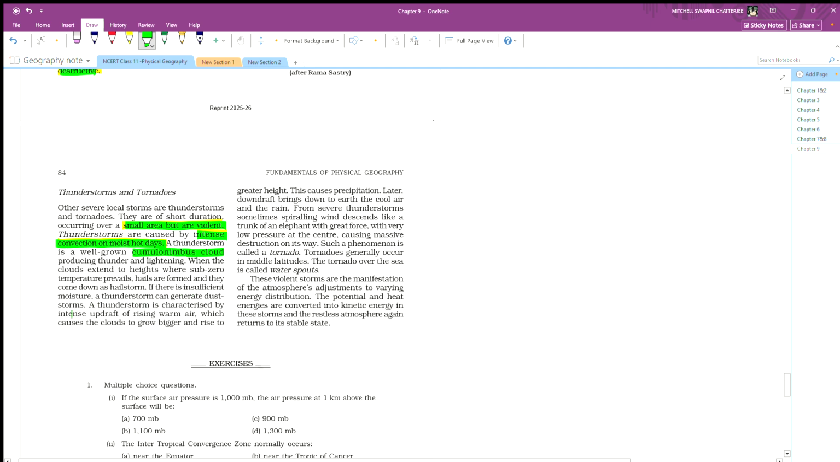Thunderstorm is characterized by intense updraft of air, which causes the cloud to grow big and rise to greater height. This causes precipitation. Later on, the downdraft brings the cool air and the rain down to the earth.